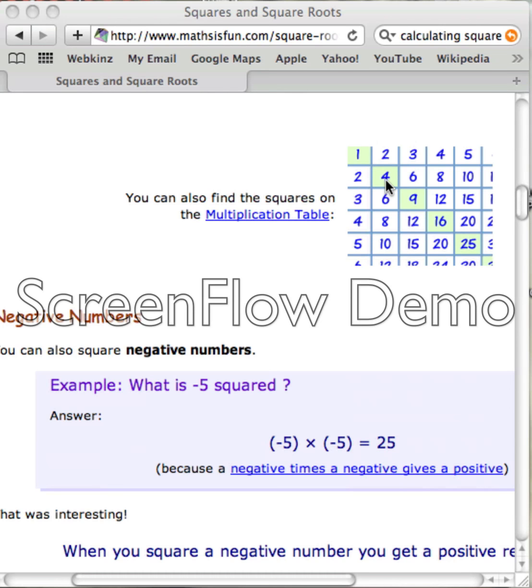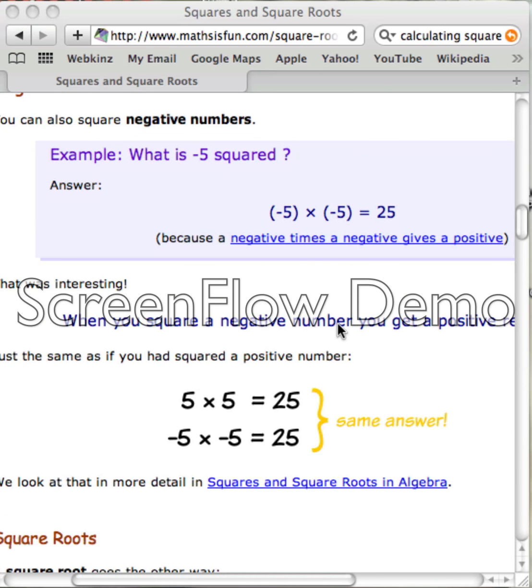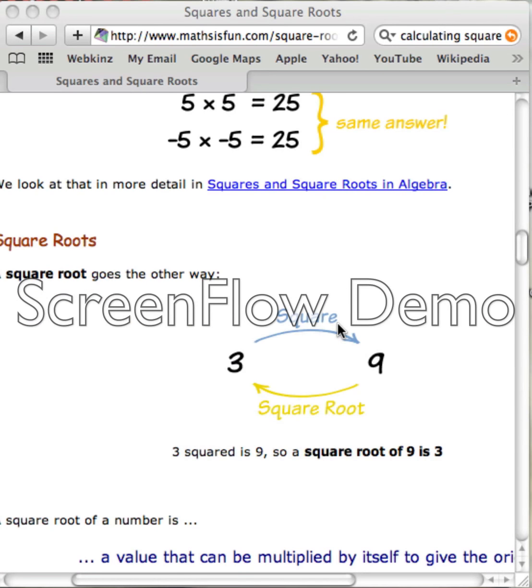You can also find squares on the multiplication table. Negative numbers: you can also square negative numbers. Example, what is minus 5 squared?